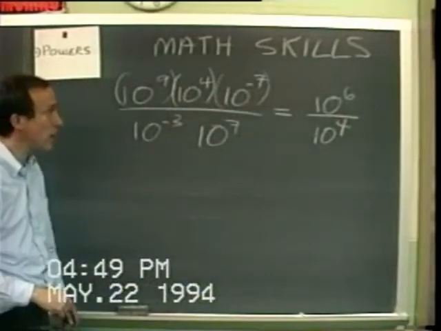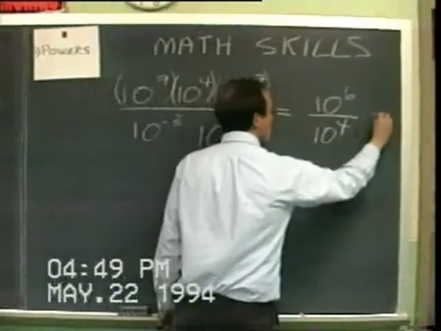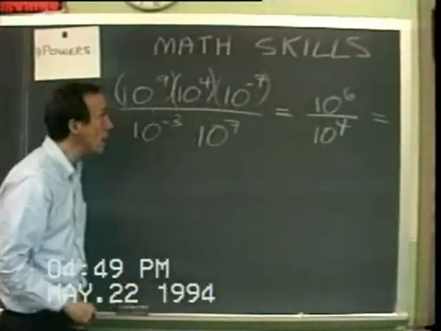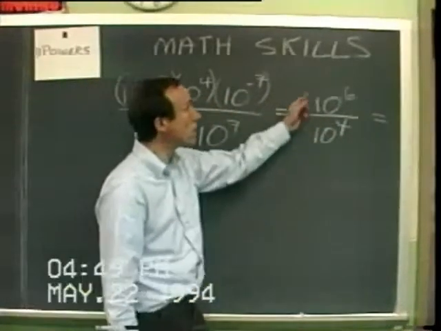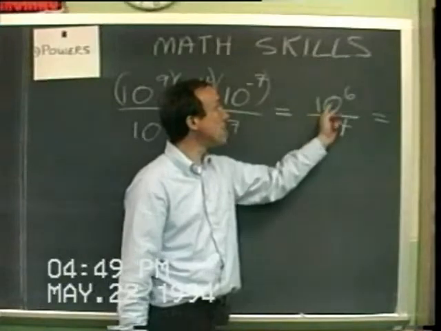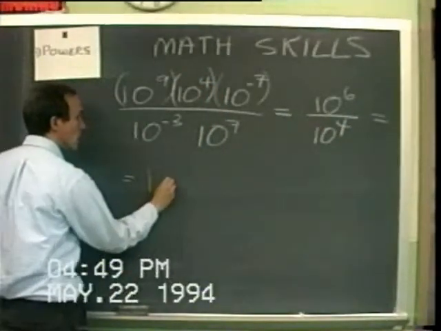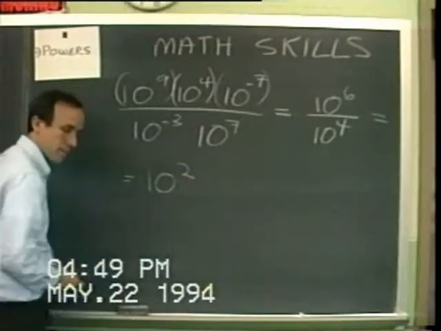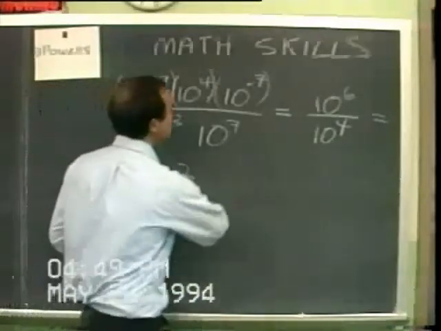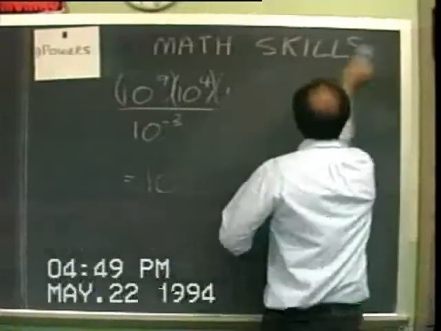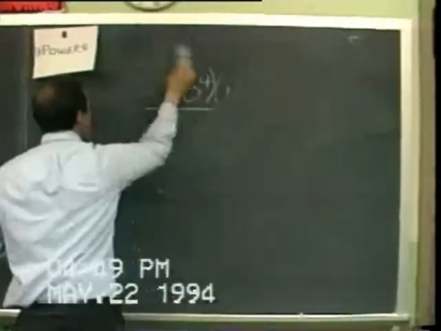10 to the 6th divided by 10 to the 4th. In dividing powers of 10, you subtract exponents. So we get a result of 10 to the 6 minus 4, where our answer is 10 to the 2. Okay, next.